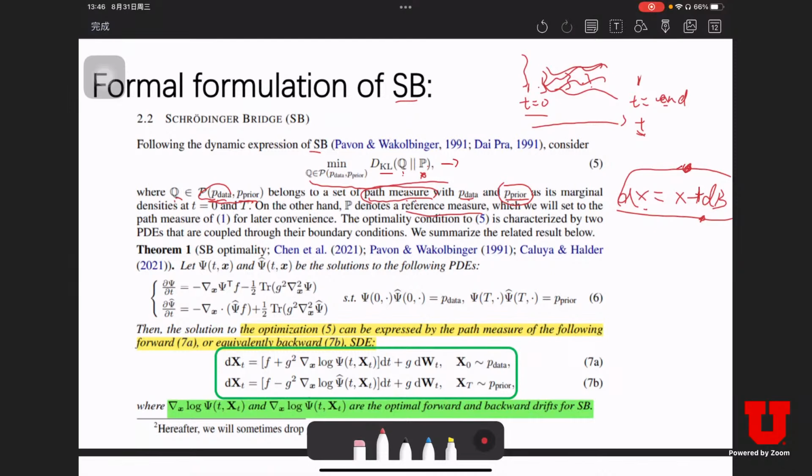It's something like a functional, a measure-based optimization. So is that clear?